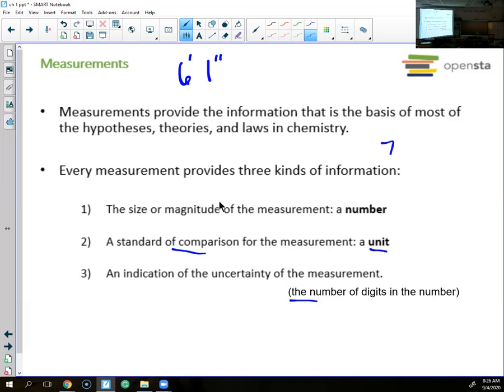Now, in science, we can't just say that he's 6'1". That's why these are here. He's 6 feet and 1 inch tall. If you went to Europe and you just said 6'1", they would think you meant 61 centimeters, and that wouldn't be very tall, right? So we have to put a unit on the end, 6 feet, 1 inch. You don't know exactly your height, and most of us don't.